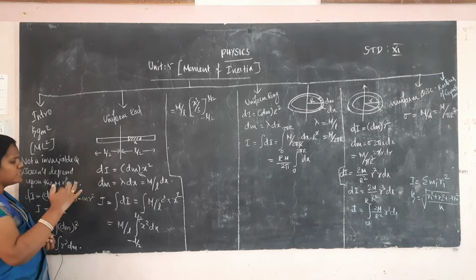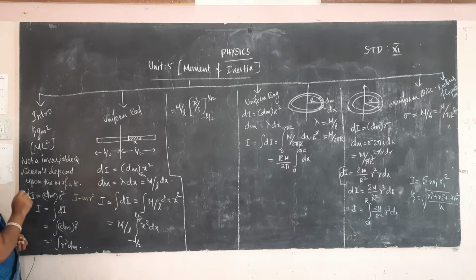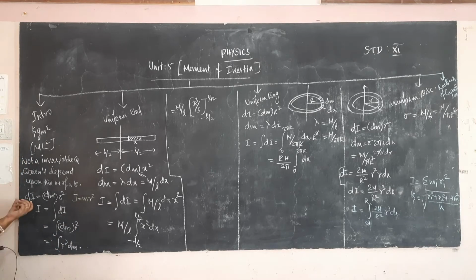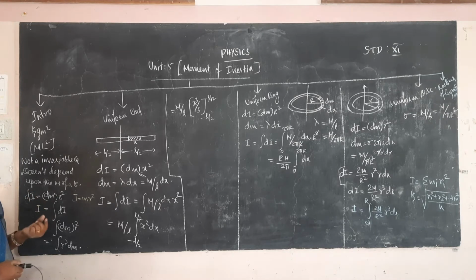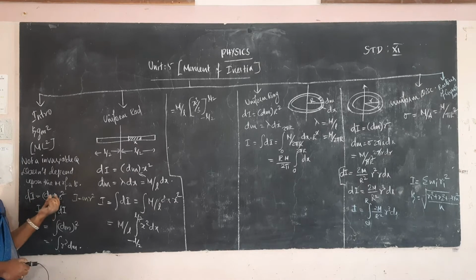R is the distance between the molecules in the rigid body. So I is equal to mr square, and we want to calculate the dI value. dI means a small moment of inertia. The moment of inertia acting in a single small body will be denoted as dI. dI is equal to dm into r square.